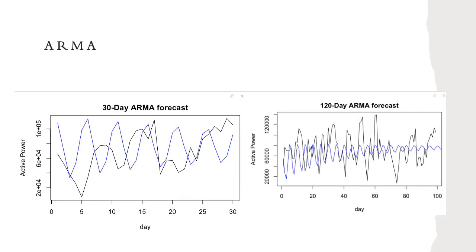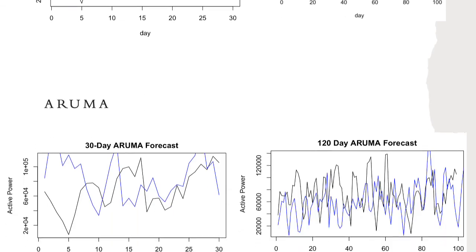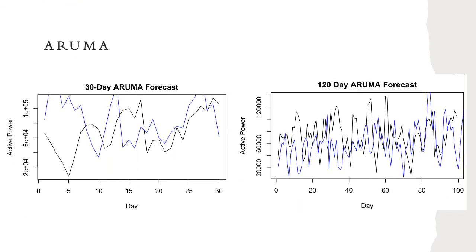First, the ARMA model. What you're seeing here in blue is the predicted forecast from the ARMA model, and the black line is the actuals. The 30-day forecast isn't terrible, isn't great. At the 120-day forecast, as we get out in time, it just starts to dampen down to the mean. So not a great 120-day forecast.